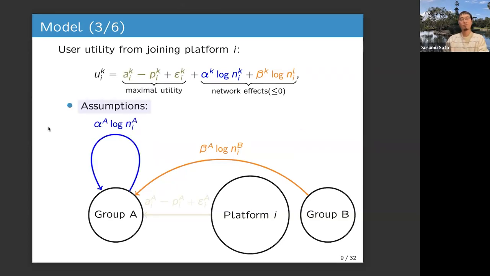I assume several structures on this. First, we assume that the epsilon_ki follows a standard type 1 extreme value distribution to generate logit demand structure. Secondly, we assume that network effects parameters alpha and beta are non-negative. This is not necessary, but we assume it anyway. And finally, we assume that network effects are not too strong, in the sense that any combination of alpha and beta doesn't exceed one.